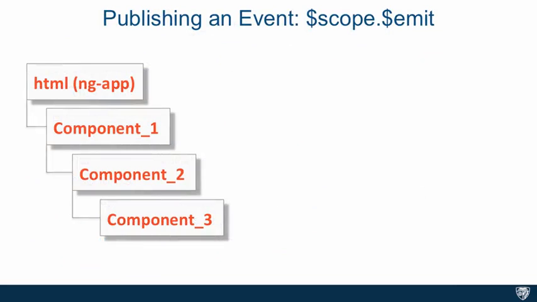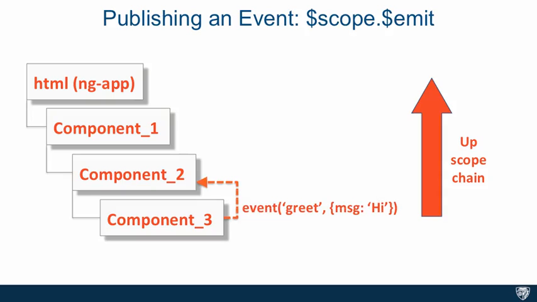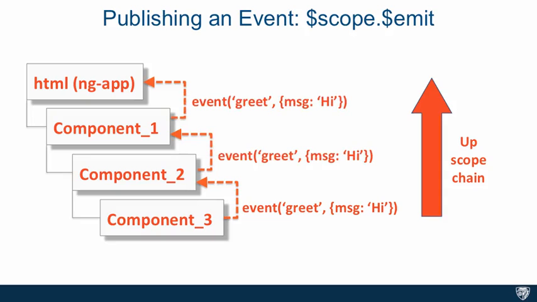The first one is called $emit, and $emit goes up the scope chain. So if component 3 wanted to emit an event called greet with the data message equals hi, that event would keep going up the scope until it reached all the way the top scope in the application.